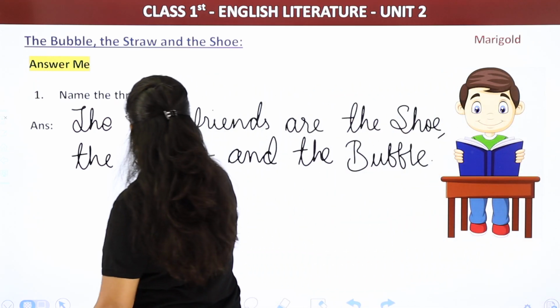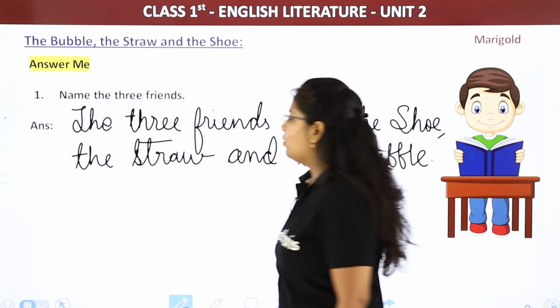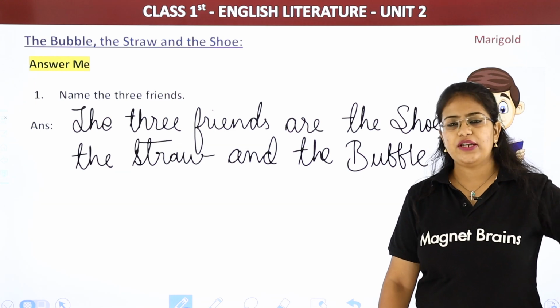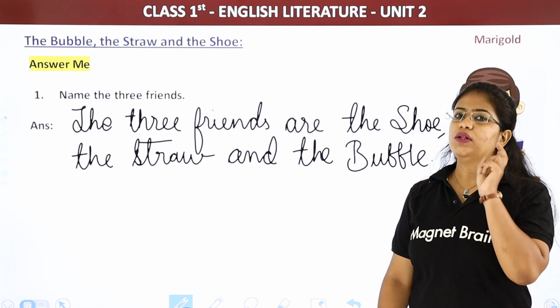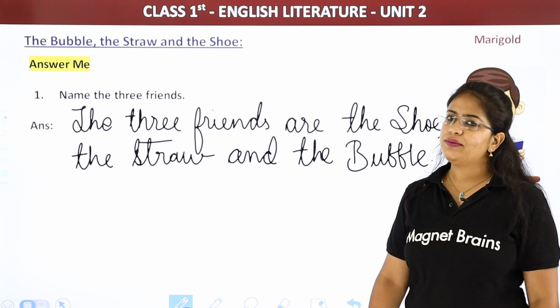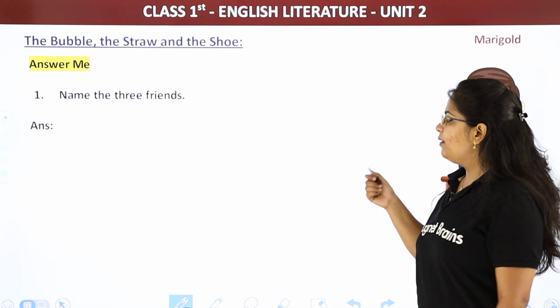Sorry, S will be capital. ठीक है? S will be capital. The three names of the friends will be capital. The Shoe, the Straw and the Bubble. ठीक है?